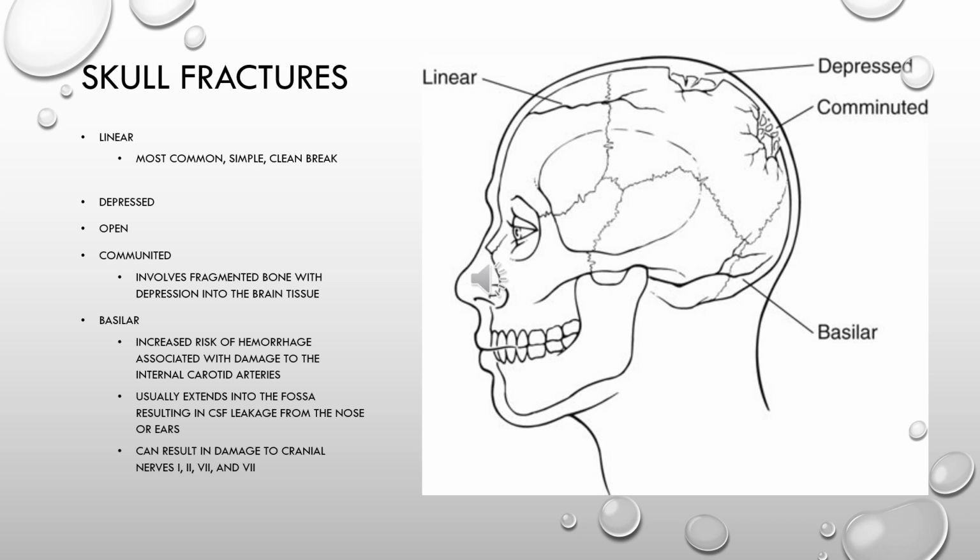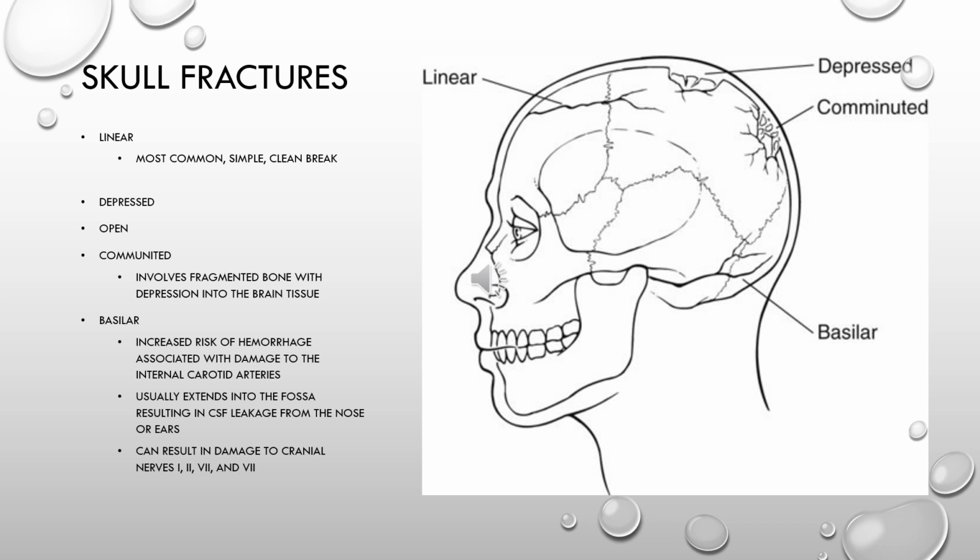Communicated, you think about these fracture names, and you've heard some of these before in regards to regular types of fractures in other places. So communicated just involves fragmented bones with depression into the brain tissue. Again, you do have to worry, where did all that bone go? What is it affecting? Do they need to go get it? Can they leave it there?